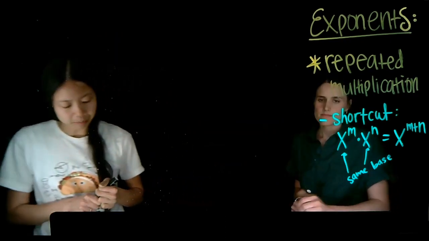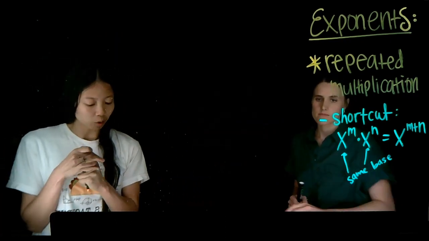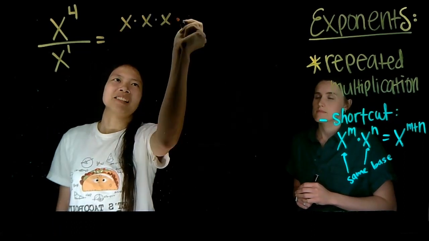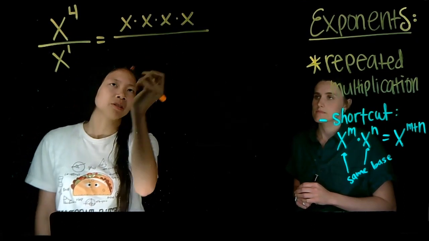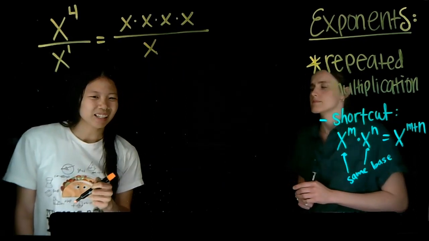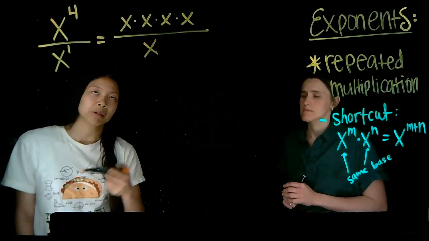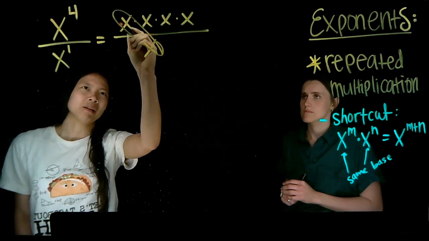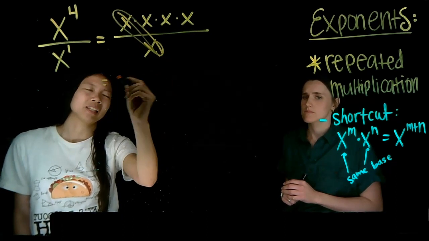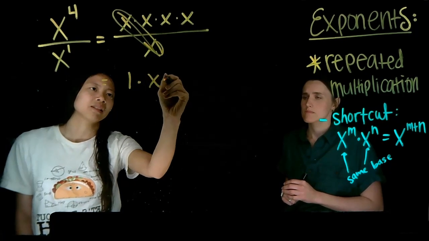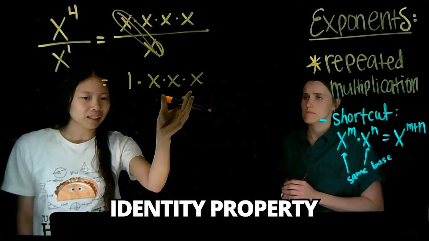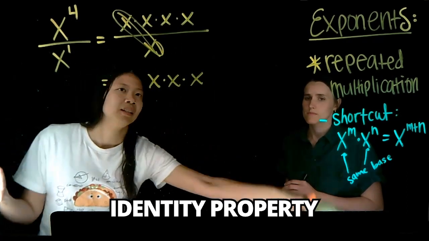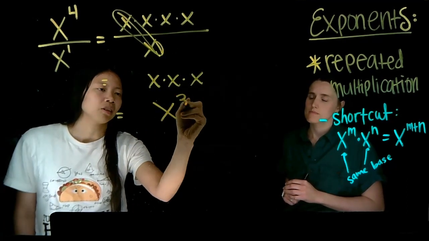All right, what if we have an example where instead of being multiplied, they're being divided? If I were to expand this out, x to the 4th is the same as x times x times x times x, all over x to the 1 power, which is just x. We can see here that we can make some giant ones like we talked about before. So x divided by x is just 1, because anything divided by itself is just 1. So now we have technically 1 times x times x times x. 1 times anything is just that thing, right? That's our identity property, so we don't actually need to write it. And this is the same as x to the 3rd power.